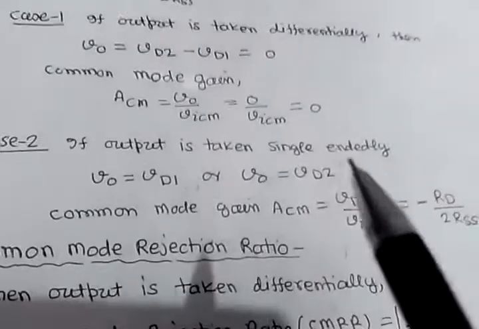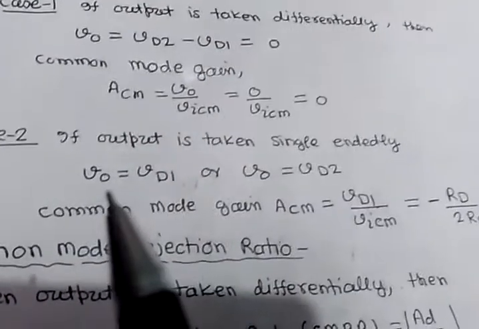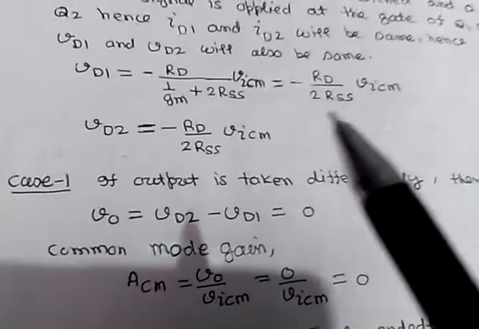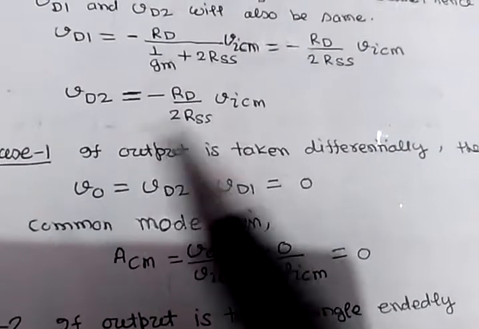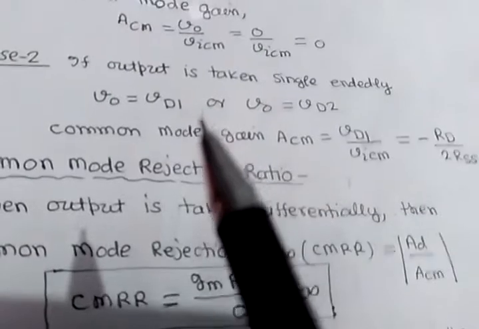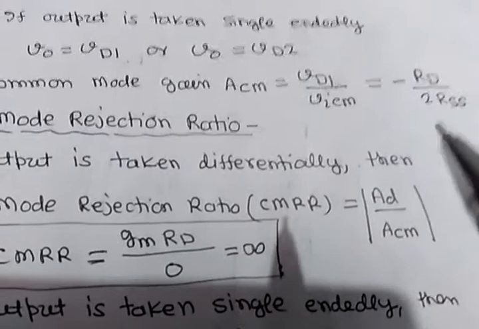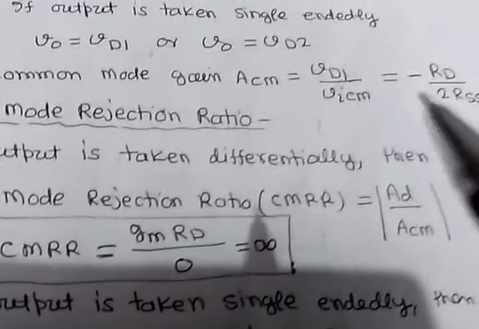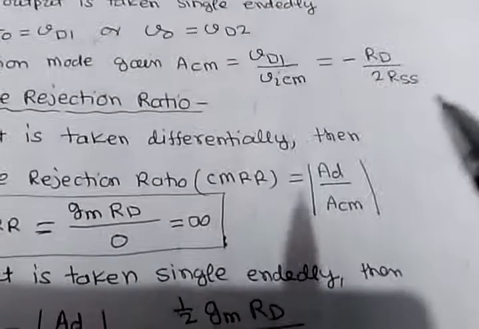Second case, if output is taken single-endedly. In this case, output will be VO equals VD1 or VO equals VD2. And VD1 and VD2 are like this, minus RD upon 2RSS VICM, minus RD upon 2RSS VICM. VD2 and VD1 both are same. So in case of single-ended output, we can write common mode gain equals minus RD upon 2RSS VICM upon VICM, equals minus RD upon 2RSS. VICM is the common mode signal.